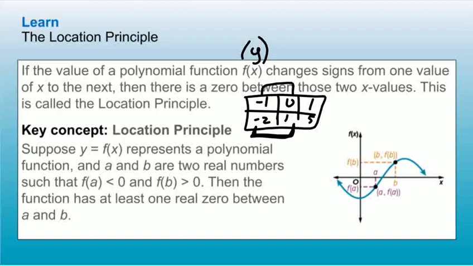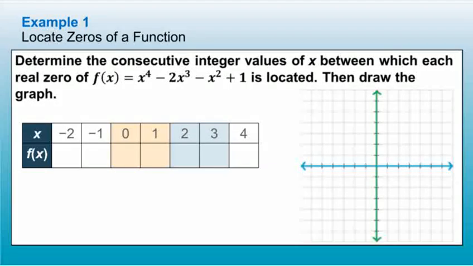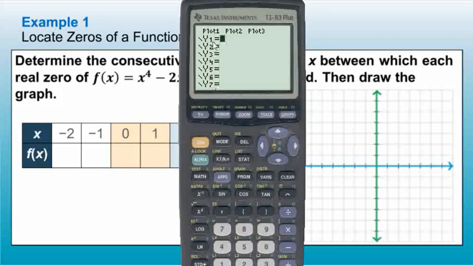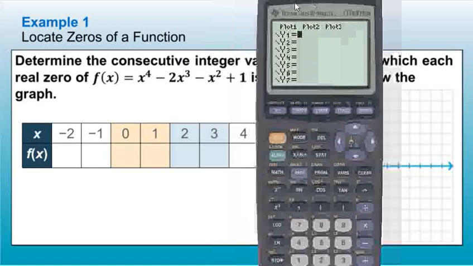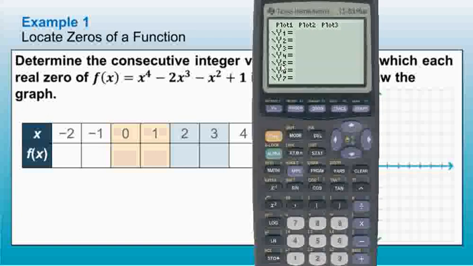So we're going to take a look at our first example. It says determine the consecutive integer values of x between which each real 0 of f of x equals x to the fourth minus 2x cubed minus x squared plus 1 is located. Then we're going to draw the graph. And the graph is just going to be a rough estimate based on the points that we're going to choose. So I'm going to first enter this into my calculator.